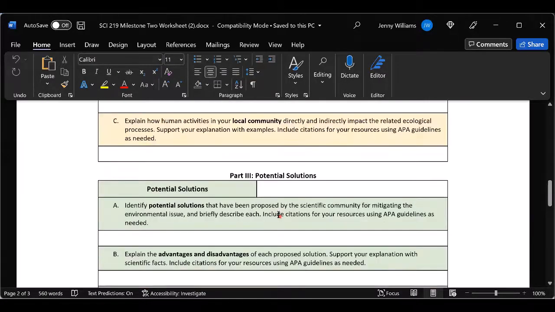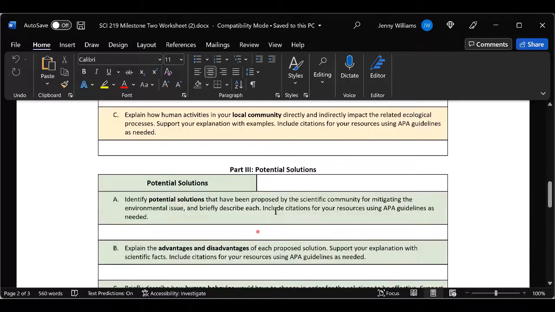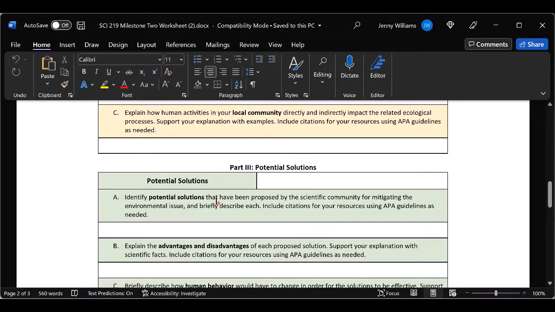So you're going to do these 2 boxes first, then you're going to identify potential solutions that have been proposed by the scientific community for mitigating your environmental issues. So, what kind of solutions have been proposed for reducing deforestation, or reducing water pollution or air pollution, or increasing biodiversity, or whatever topic you chose, right? And it needs to be solutions that have already been put out there by a reputable scientific, peer-reviewed paper or source. So that's why it says make sure that you're including citations.